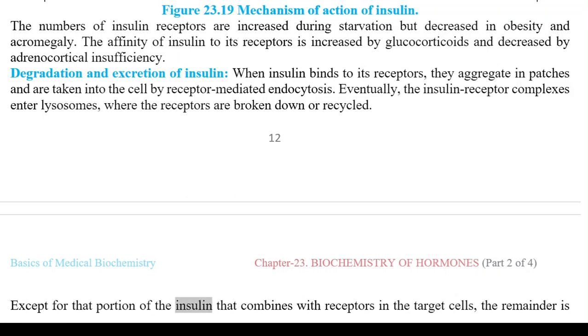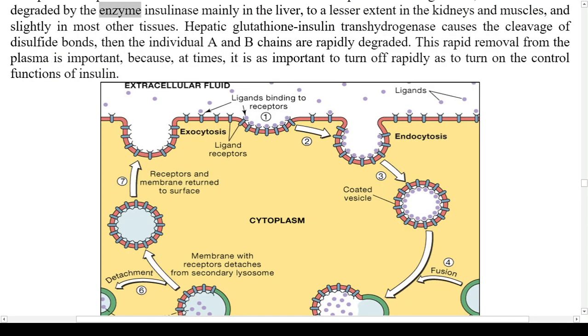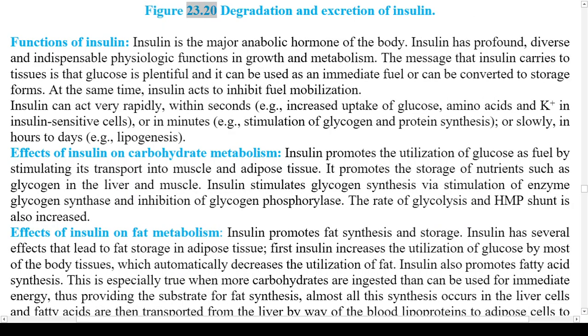Except for that portion of the insulin that combines with receptors in the target cells, the remainder is degraded by the enzyme insulinase, mainly in the liver, to a lesser extent in the kidneys and muscles, and slightly in most other tissues. Hepatic glutathione insulin transhydrogenase causes the cleavage of disulfide bonds, then the individual A and B chains are rapidly degraded. This rapid removal from the plasma is important, because at times it is as important to turn off rapidly as to turn on the control functions of insulin. Figure 23.20: Degradation and excretion of insulin.